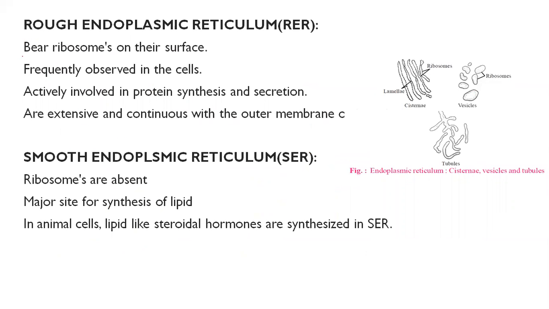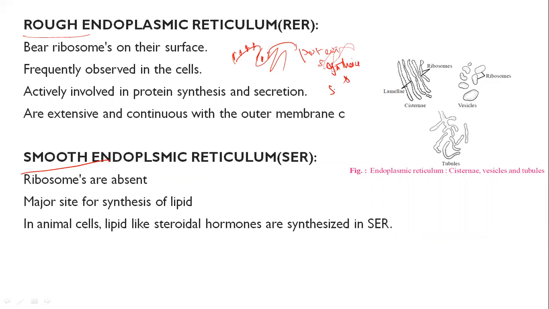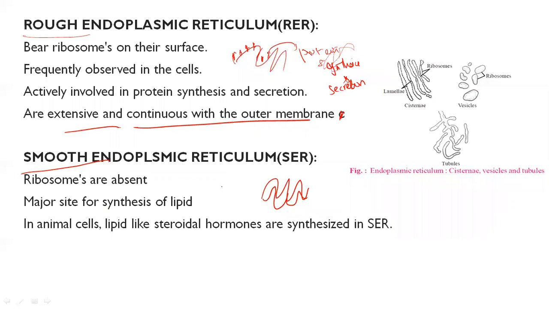Now let us talk about rough endoplasmic reticulum and smooth endoplasmic reticulum in detail. As I told you, rough endoplasmic reticulum has ribosomes on its surface. And the main function of these ribosomes is protein synthesis. All right, it helps in protein synthesis and secretion. Okay, and they are extensive and continuous with the outer membrane. Now coming to smooth endoplasmic reticulum. They do not have any ribosomes on them. That's why it is called smooth endoplasmic reticulum.